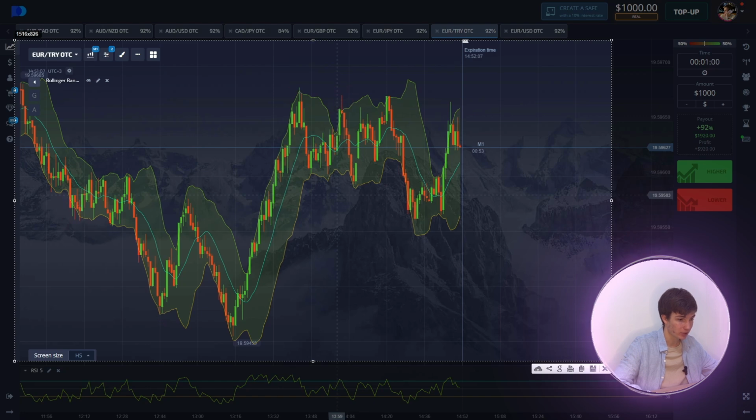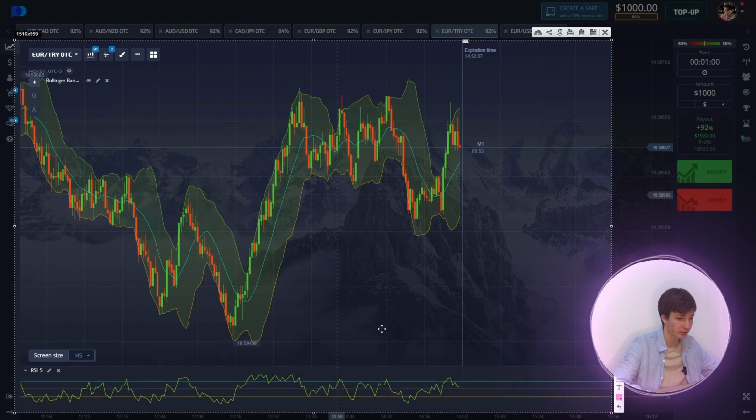We trade on a 1 minute time frame. We have the best settings for it. So I've explained all the details of the indicator settings. So how can we determine trade entries?